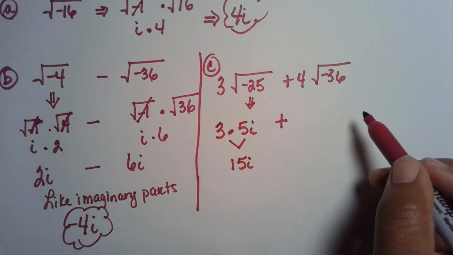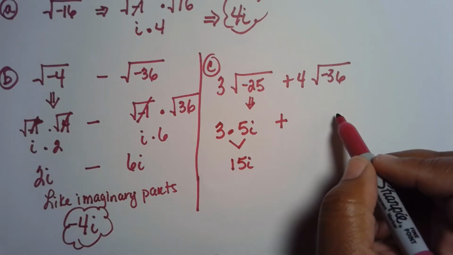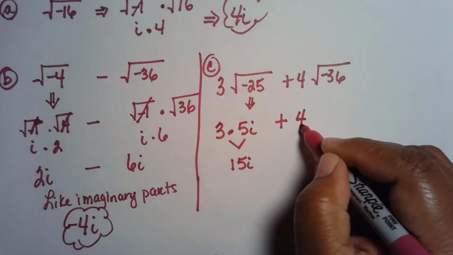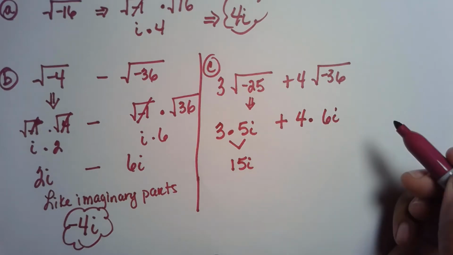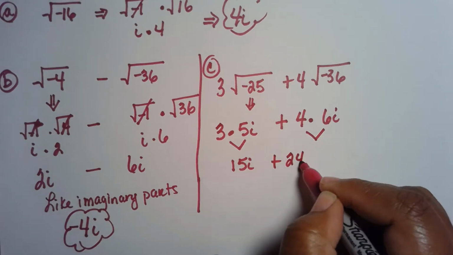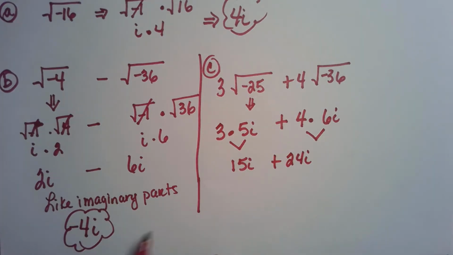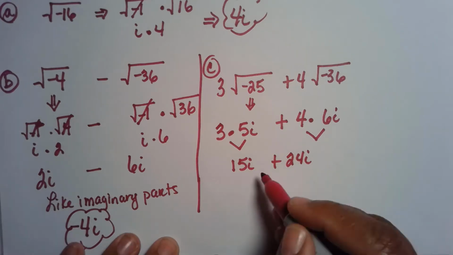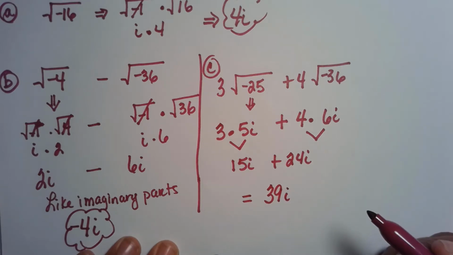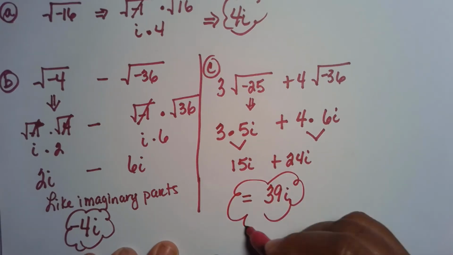Let's look at the next one. 4 times the square root of -36. Well, we did the square root of -36. So we're saying 4 times 6i, multiply the 4 and 6i, we have 24i. And here again, just like in example B, we have like imaginary parts. So we can add 15 and 24, which is 39, and then we keep our i. And there we go.